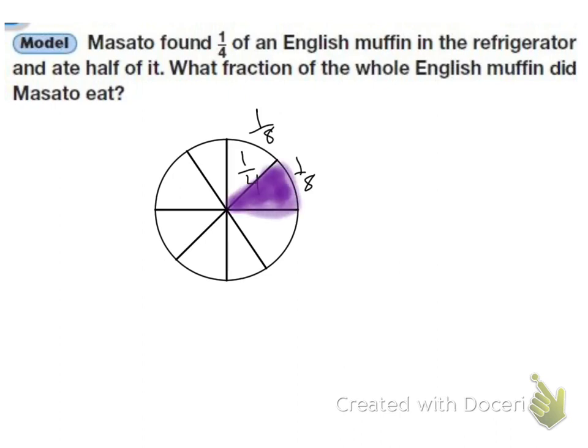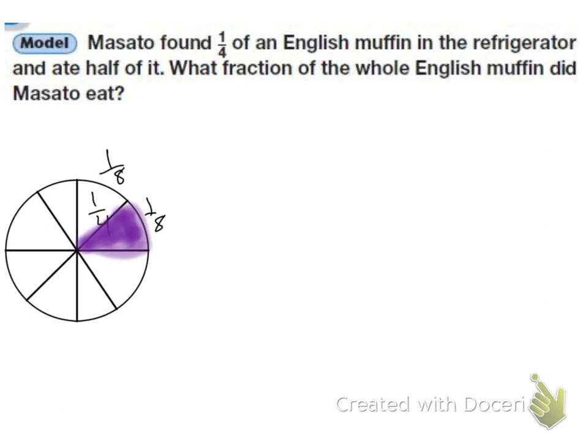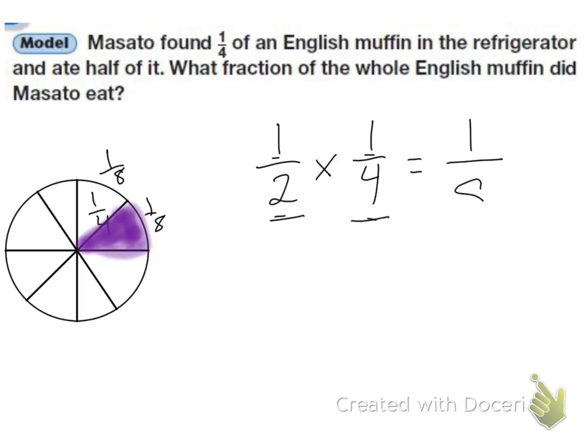If I did that with multiplication, it would look like this. I would have 1/2 times 1/4. When you multiply the numerators and the denominators, 1 times 1 is 1, and 2 times 4 is 8. So the answer is 1/8.